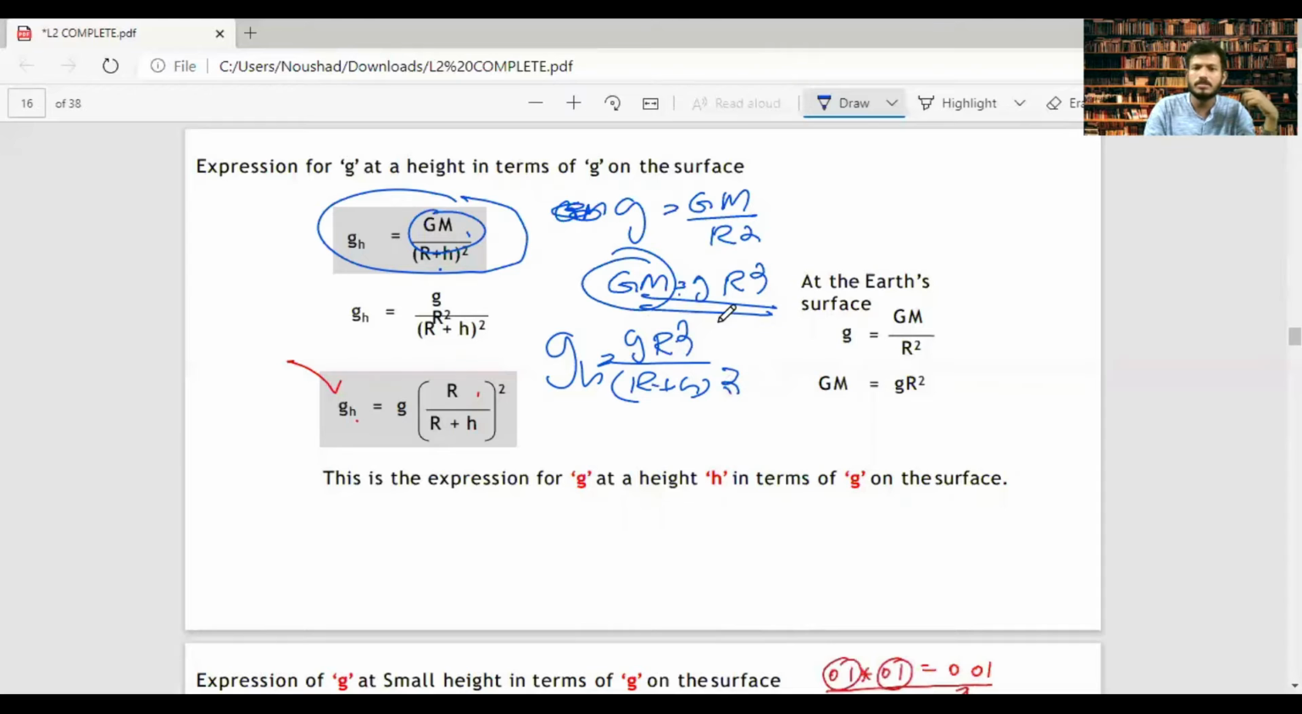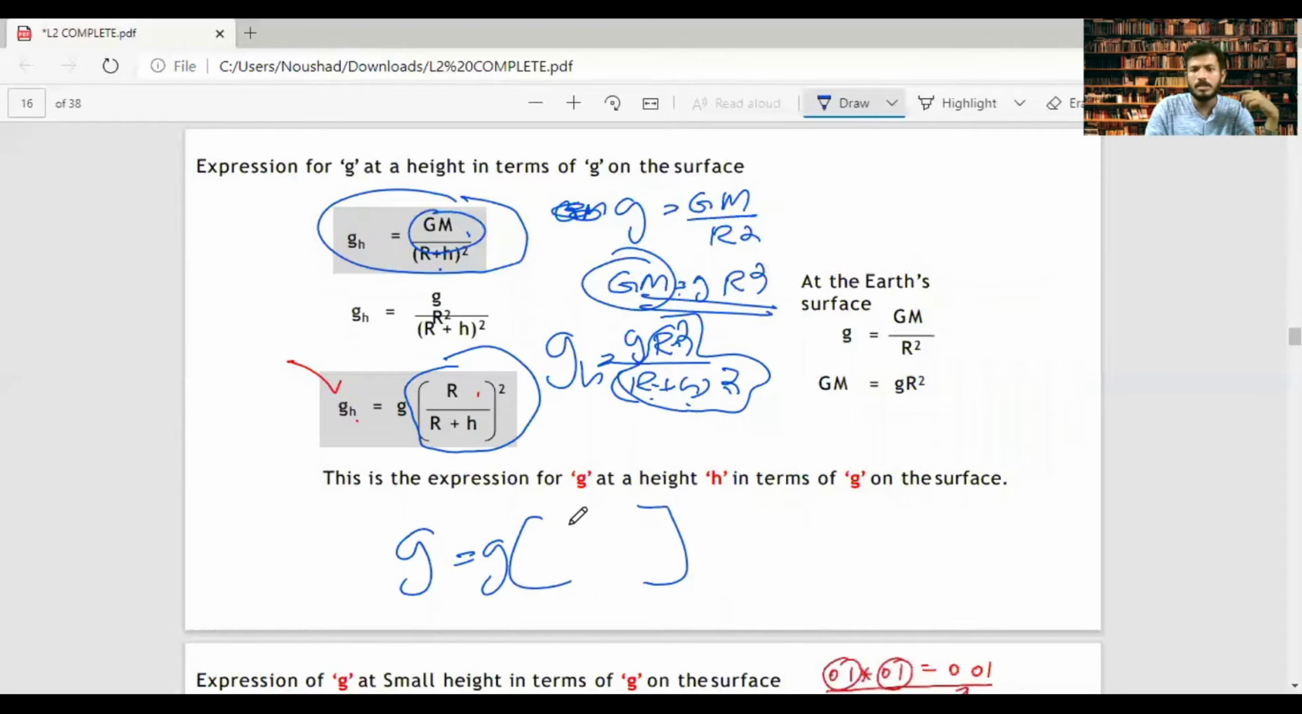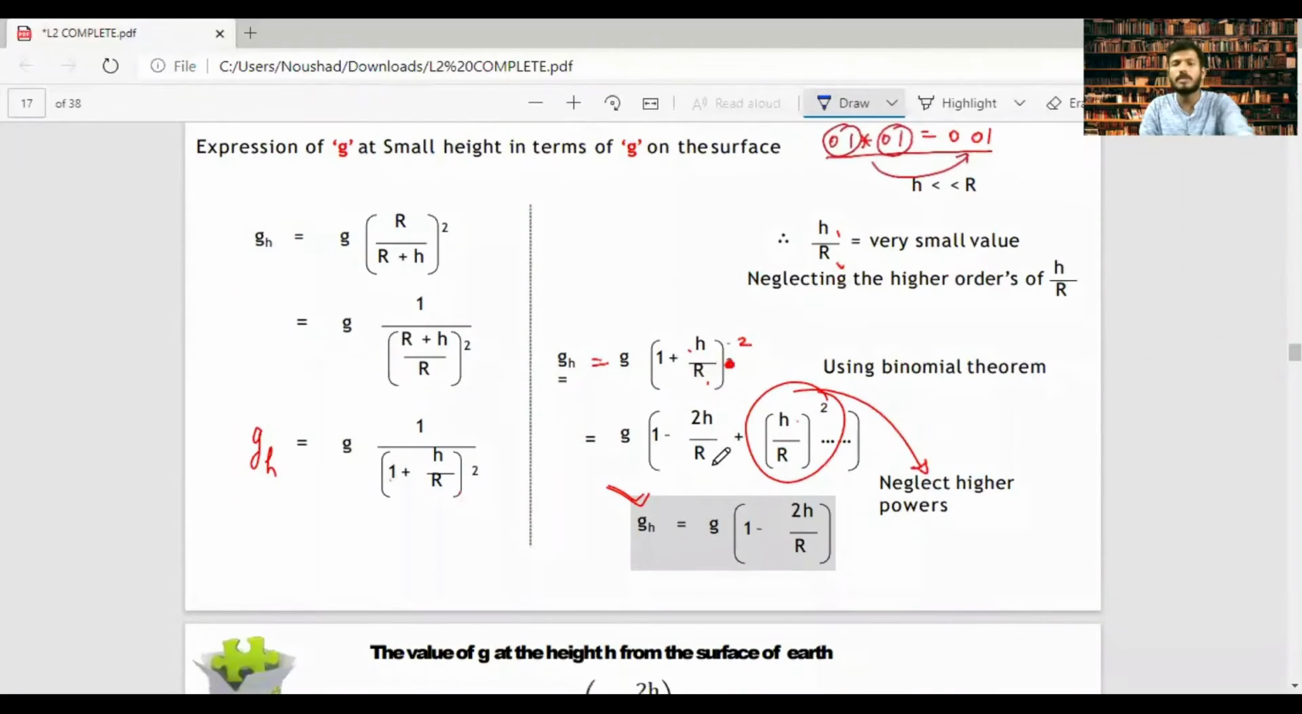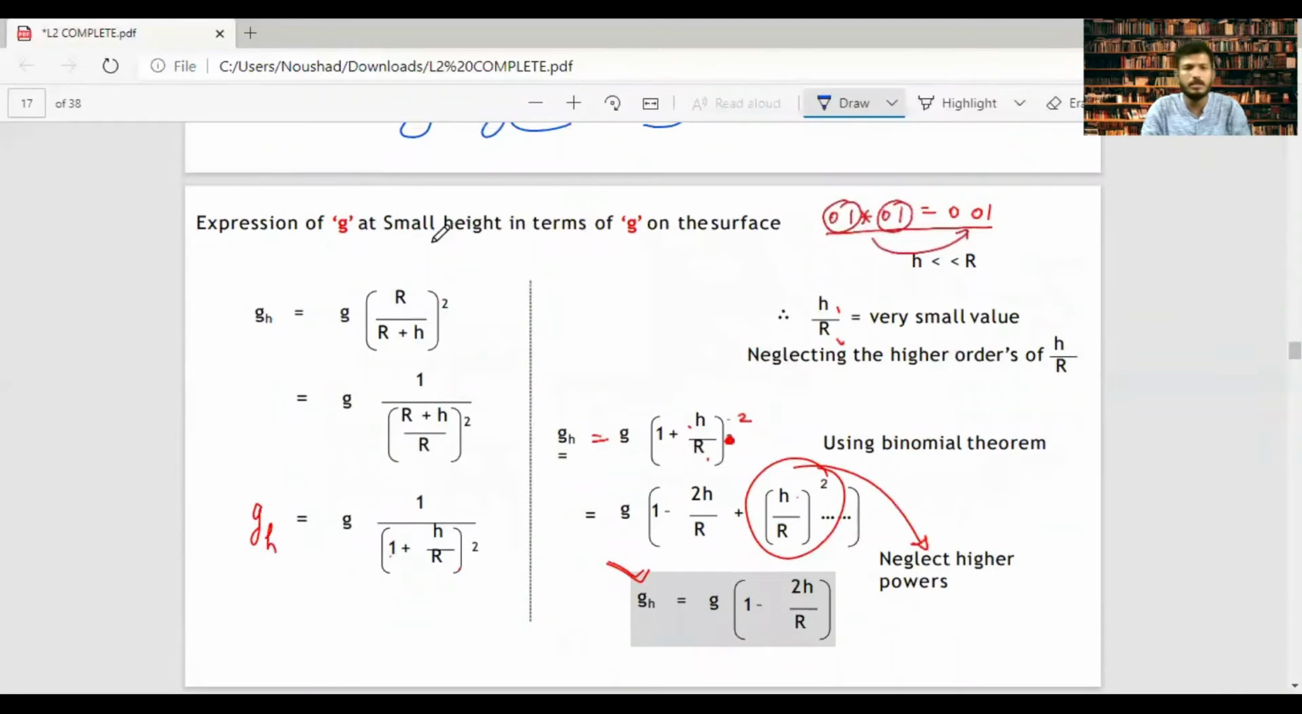We can calculate this term. This is R², this is (R+h)². So joining these two terms like this, (R/(R+h))². So gh = g into (R/(R+h))². So that is the variation of acceleration due to gravity due to height. Listen, this is our final equation.